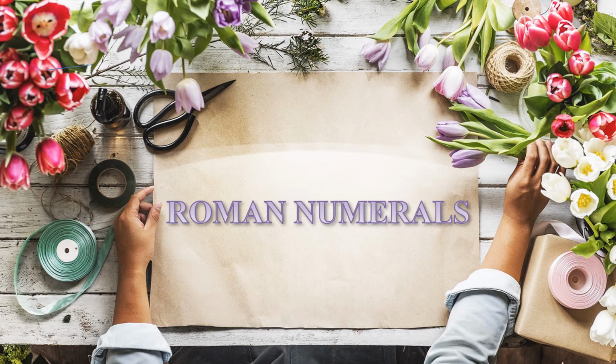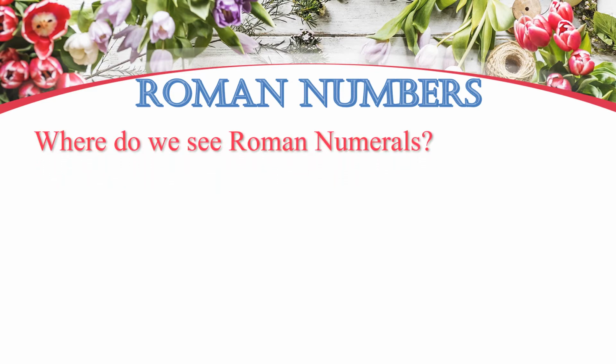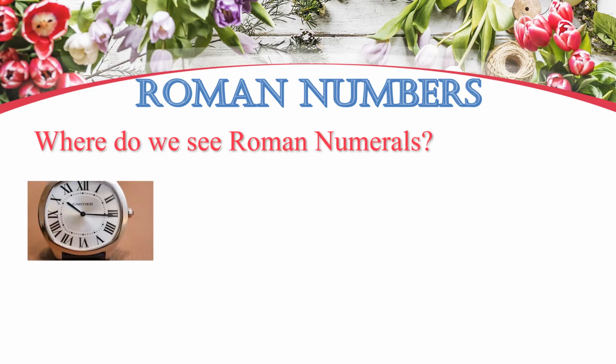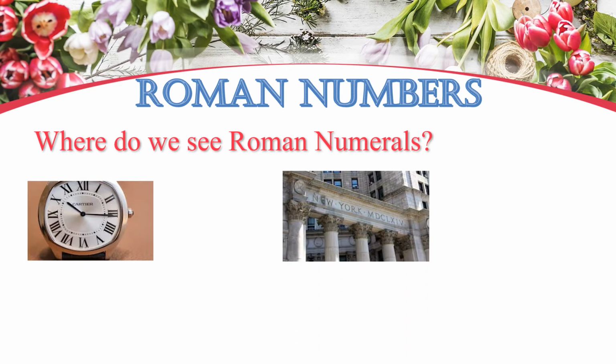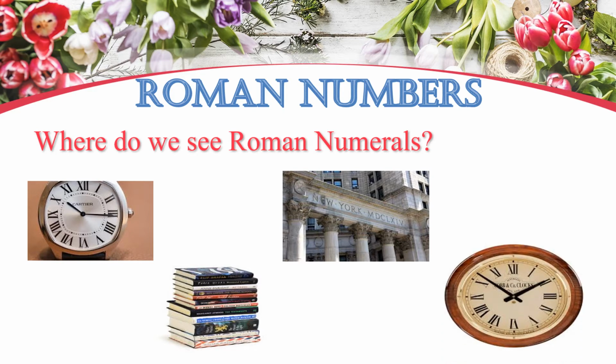Let us see what Roman numerals are. Where do we see these Roman numerals? We can see them in our watches. We can see some of the building names in foreign countries described using these Roman numbers. Similarly, we can see these Roman numbers in books and in wall clocks.